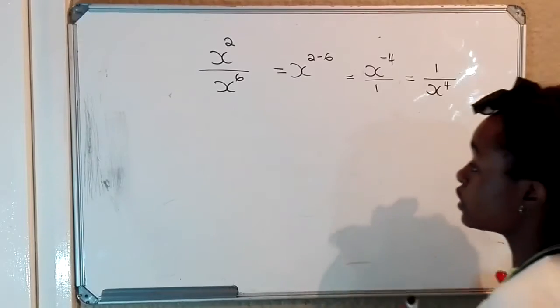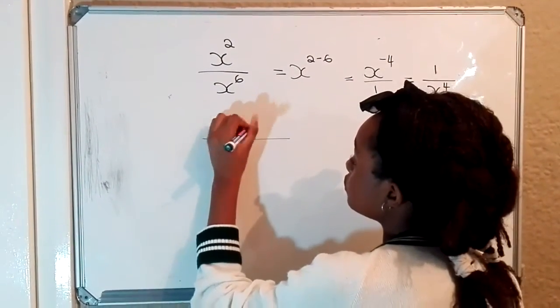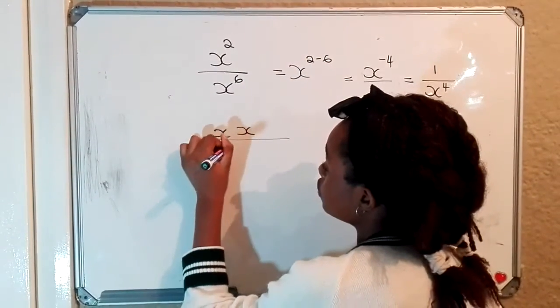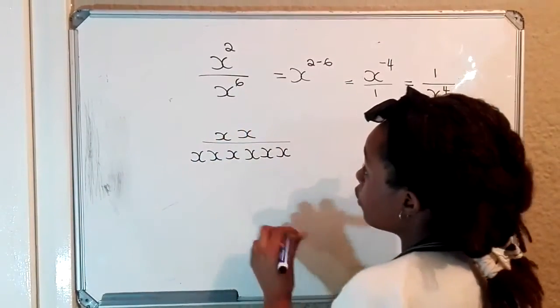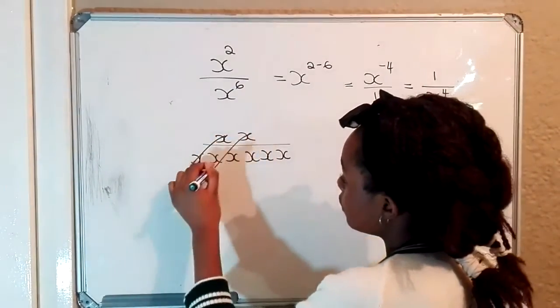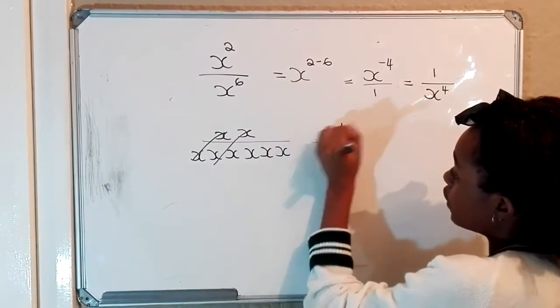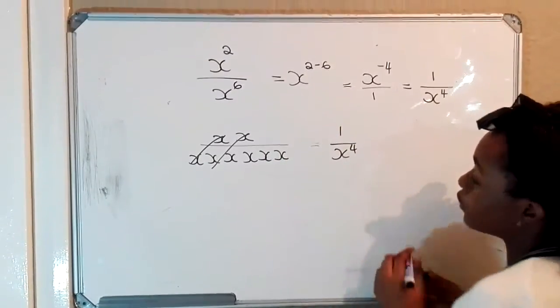Another reason why we do this is also we have 2 x's over here and 6 x's over here. 1, 2, 3, 1, 2, 3. When I take off 2 x's, I'm left with 4 x's. So it's basically 1 over x, 1, 2, 3, 4. 1 over x to the power of 4. Okay?